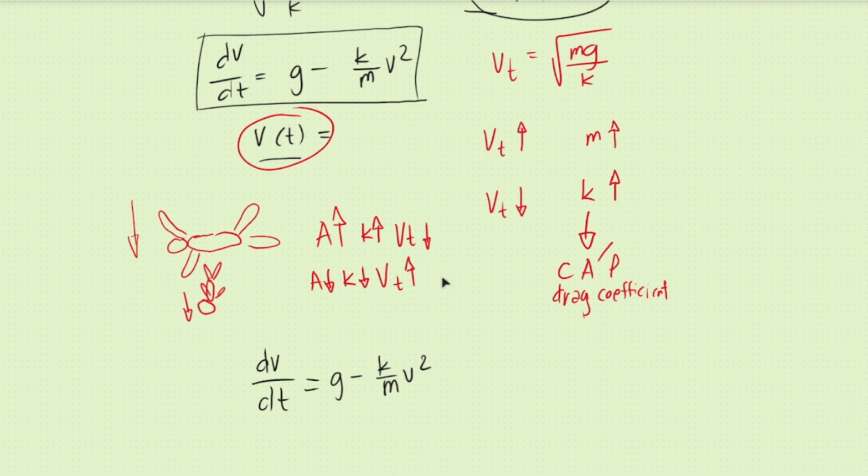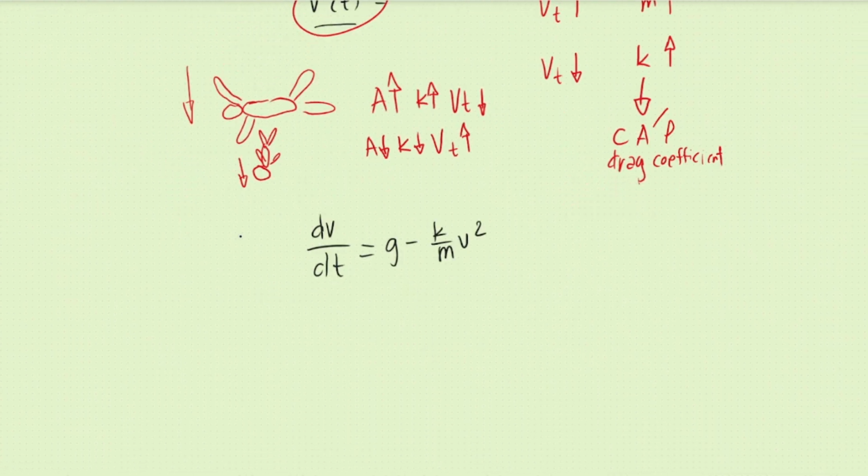So we're gonna go solve for v of t. The first thing we're gonna do is to separate the variables. All of the terms containing v will move to the left hand side of the equation, and all of the terms containing t will move to the right hand side of the equation.